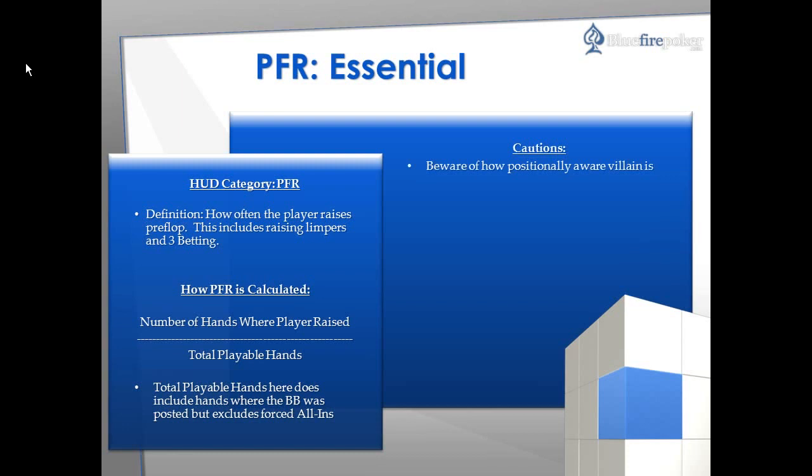And a caution when using this stat, you really need to be aware of how positionally aware your villain is. If he's not very positionally aware, then his PFR is going to be pretty accurate for all positions that he's at. But for most players, a high PFR does not necessarily mean a wide range from all positions, particularly if the villain has a very high steal percentage. Most players will be raising a much wider range from the later positions than the earlier positions. Basic ABC poker there.